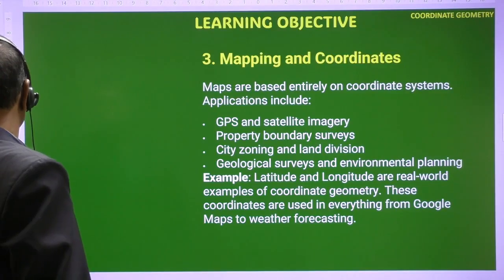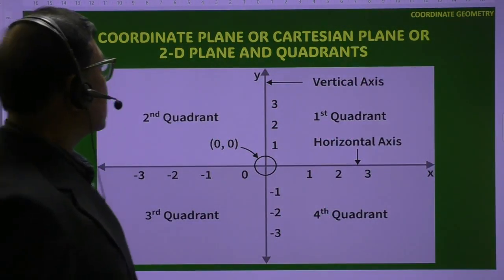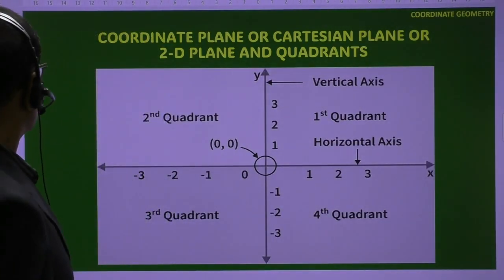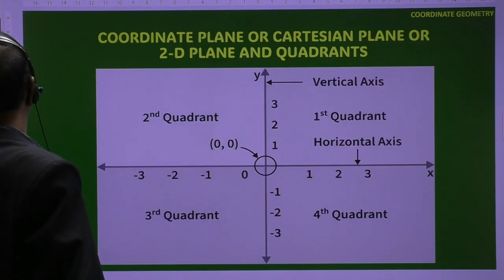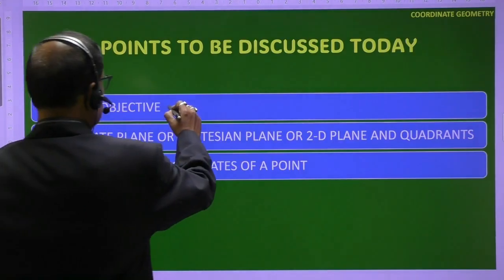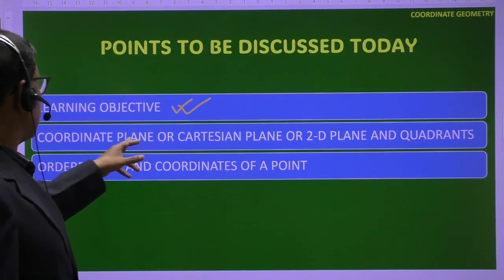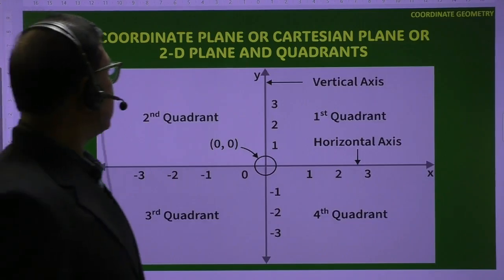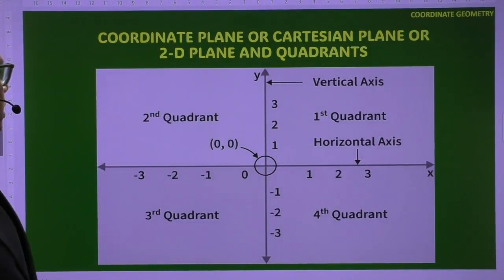Now coordinate plane or Cartesian plane or 2D plane and quadrants. Clear? So I will discuss now this part. So learning objective I have completed. Now I am going to discuss this point. Coordinate plane or Cartesian plane or 2D plane. 2D plane means two-dimensional plane and quadrants.